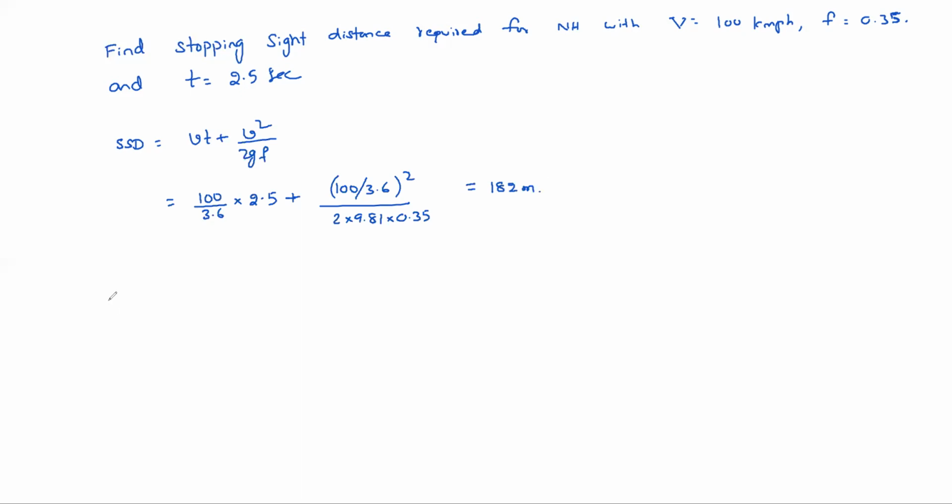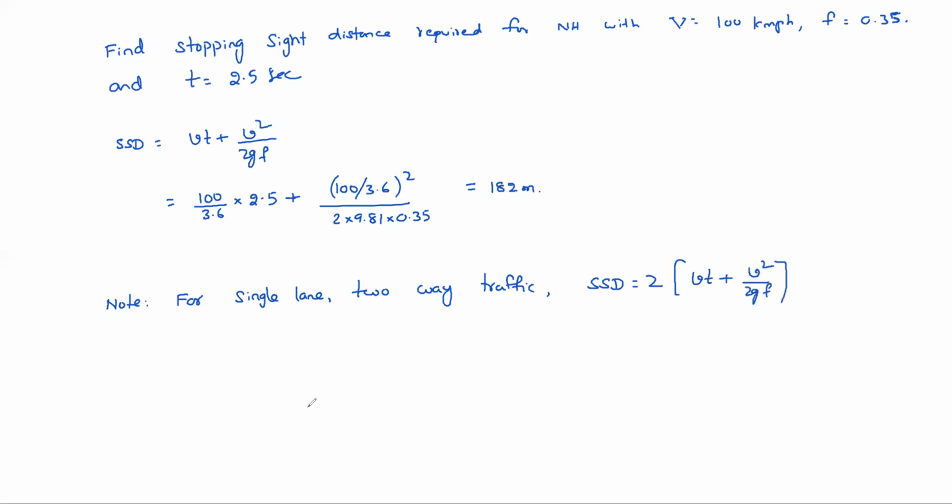So note here, sometimes for single lane two-way traffic, SSD equals 2 times Vt plus V square by 2gf.